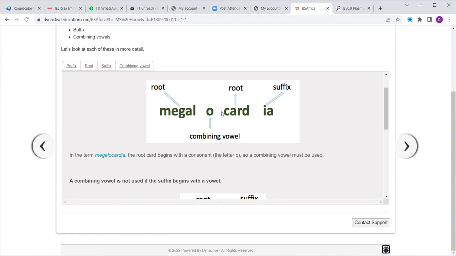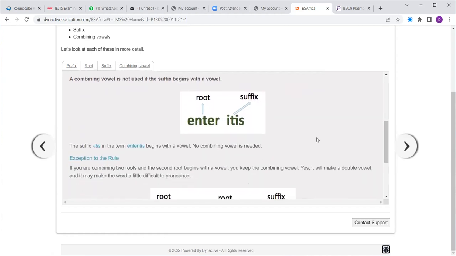Card means heart in medical terminology. Anywhere you see card or cardio, it means heart, as in cardiology. And then IA means pertaining to. So, megalocardia simply means a disease condition that involves an enlargement of the heart or the swelling of the heart. Are you beginning to get it? Yes, I am.